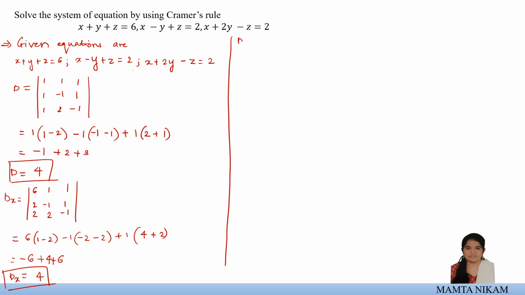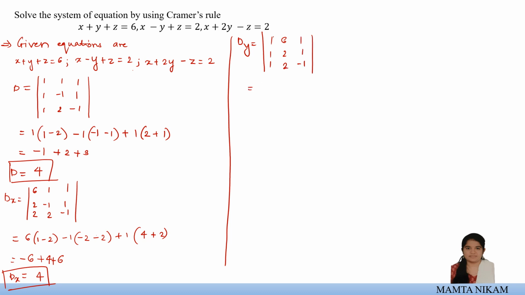वैसे ही अब हम dy फाइंड आउट करेंगे. dy क्या होगा डिटर्मिनेंट? d के जो डिटर्मिनेंट लिखा है उसमें y के जो एलिमेंट्स लिखे वहां पे रिप्लेस करेंगे d1, d2, d3 से. तो फर्स्ट कॉलम तो वैसे ही रहेगा 1, 1, 1. सेकेंड कॉलम बन जाएगा 6, 2, 2 एंड थर्ड कॉलम 1, 1, minus 1 as it is.